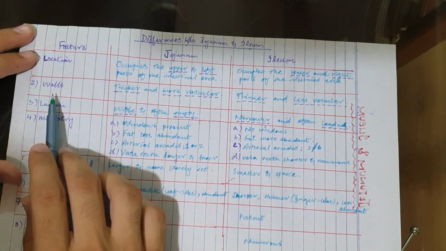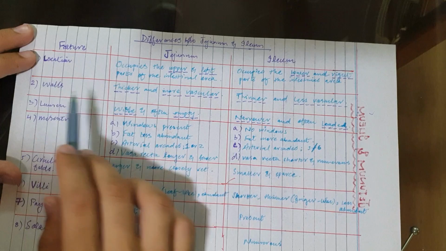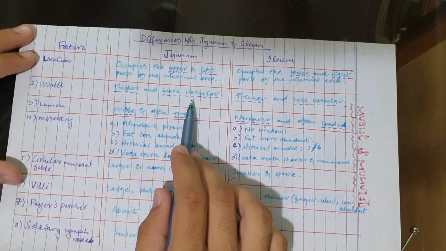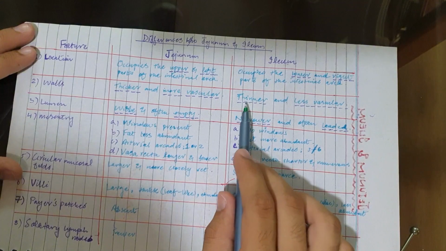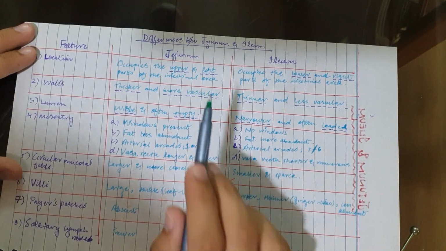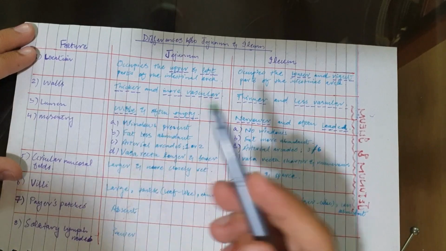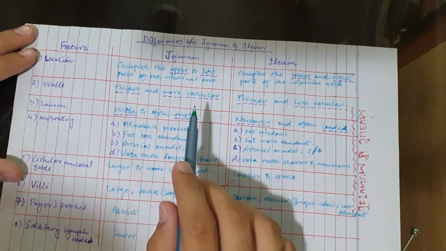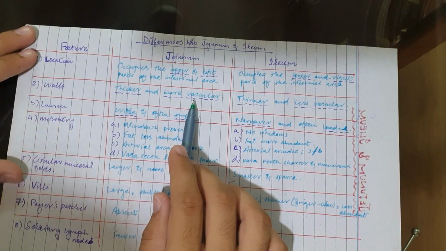Now, talking about the walls of the loops or coils of the small intestine, they are thicker and more vascular in our jejunum, whereas in our ileum they are thinner and less vascular. The reason for this is that in the jejunum more absorption takes place, so the walls are thicker and more vascular.